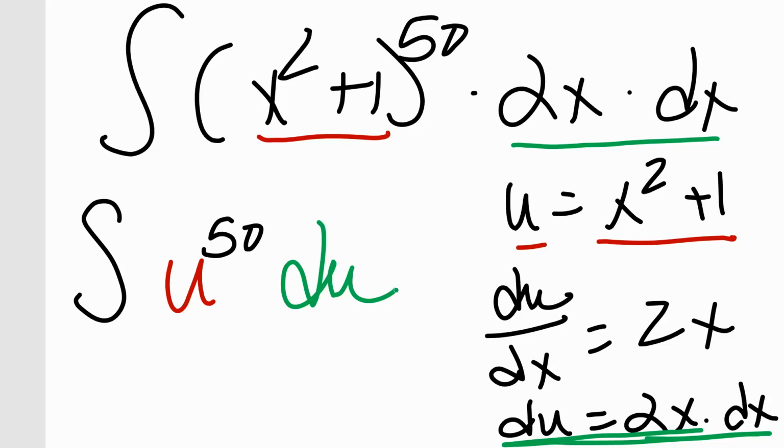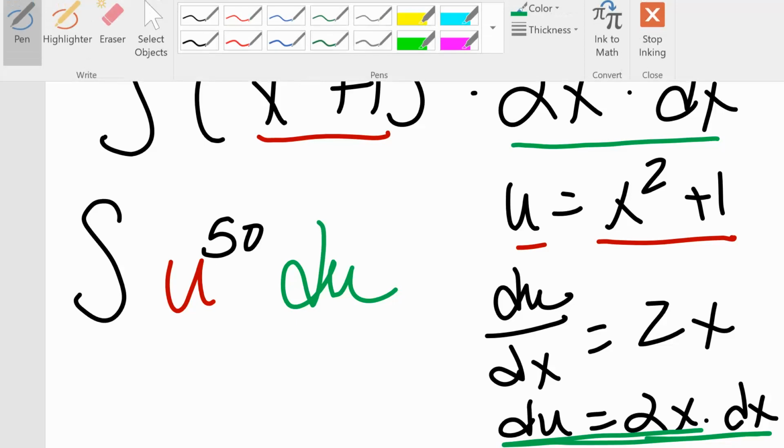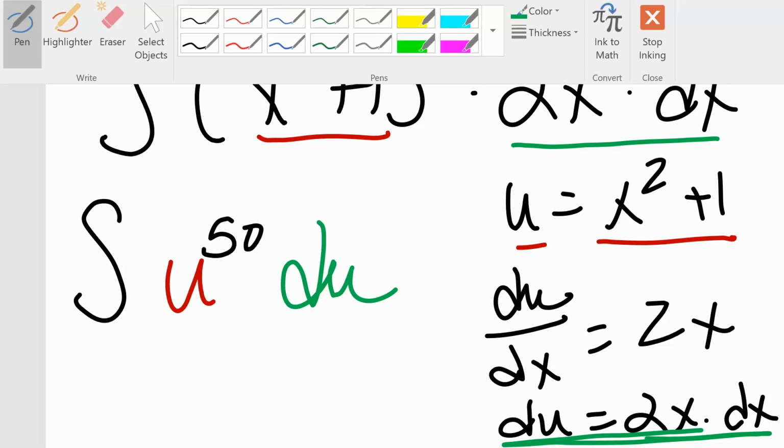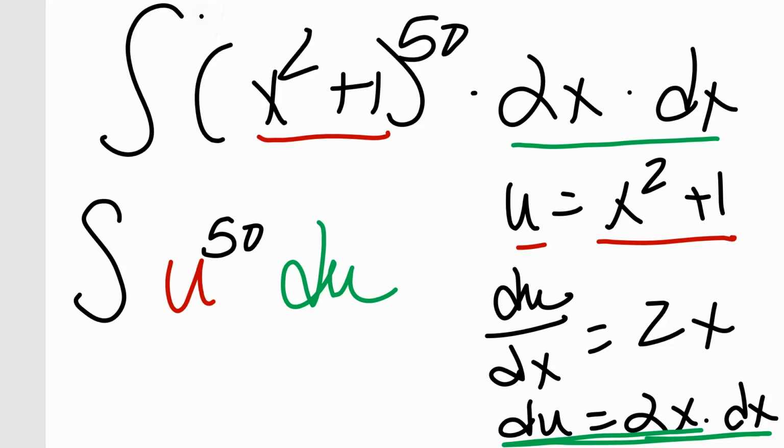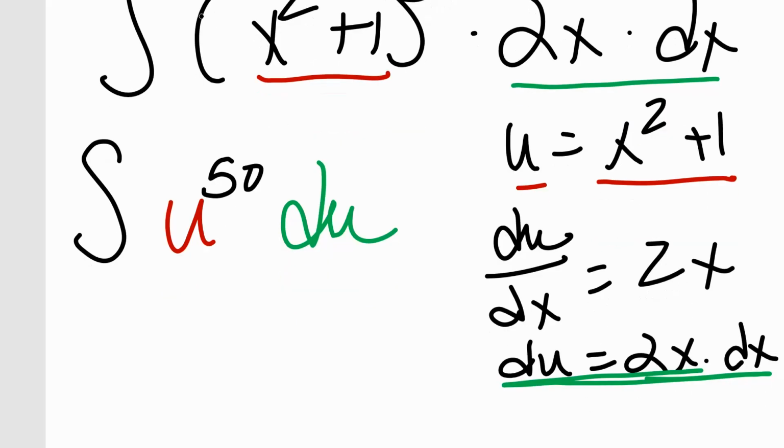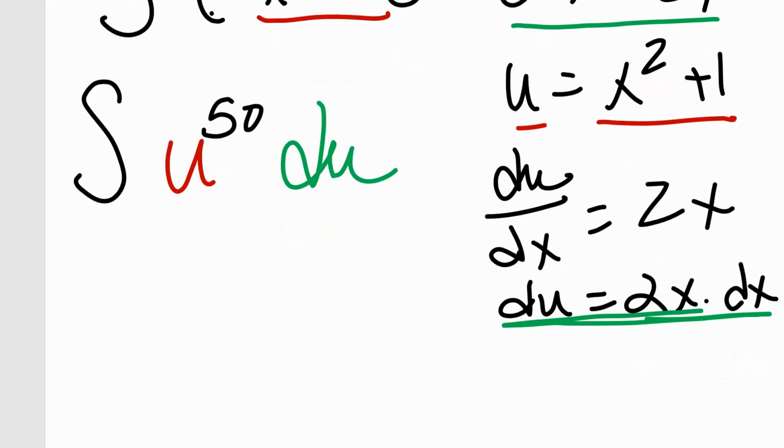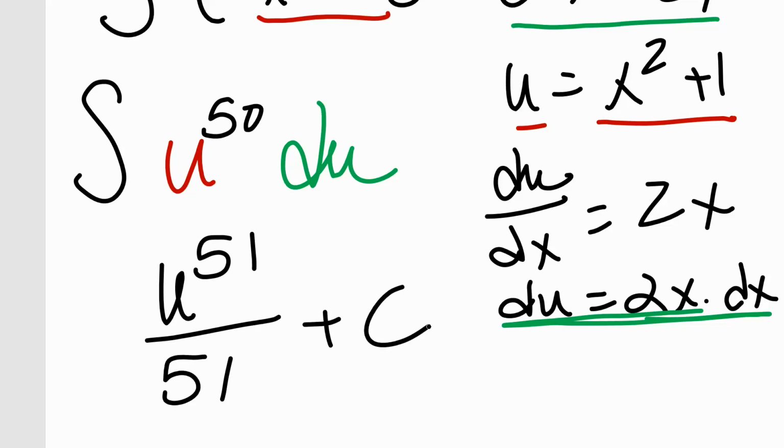Now I do have a nice little function that I can integrate quickly. So once you have everything in terms of u, then we're going to integrate it. It should always give you a nice little function you can integrate quickly, or you did not choose your u properly. So the way we integrate, add 1 to the power, u to the 51st, over 51. Don't forget your plus c because, again, we are back to an indefinite integral.